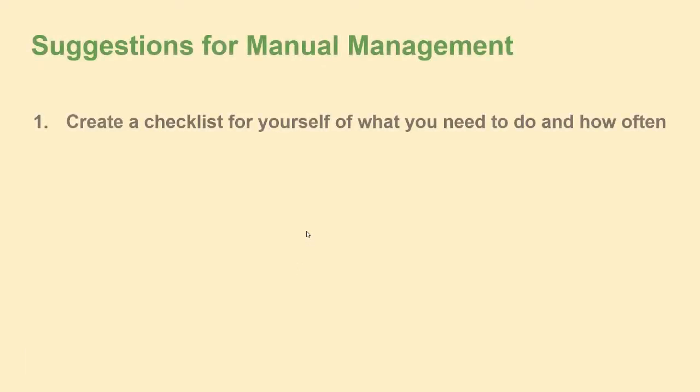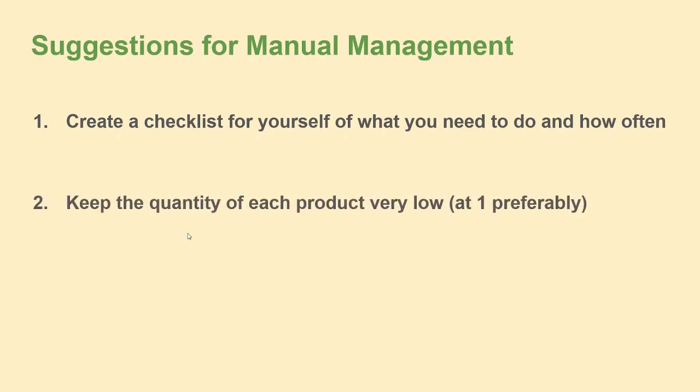Suggestions for manual management. Well, for one, you can create a checklist for yourself of what you need to do and how often. So if you're going to do everything manually, you're going to need a checklist. Just to remind yourself that I have to check inventory, I have to do this, I have to do that, and just to have a list of what those things are if you need to do them twice a day, and just to keep track of whether or not you're doing those things. Number two, you need to keep the quantity of each product very low.